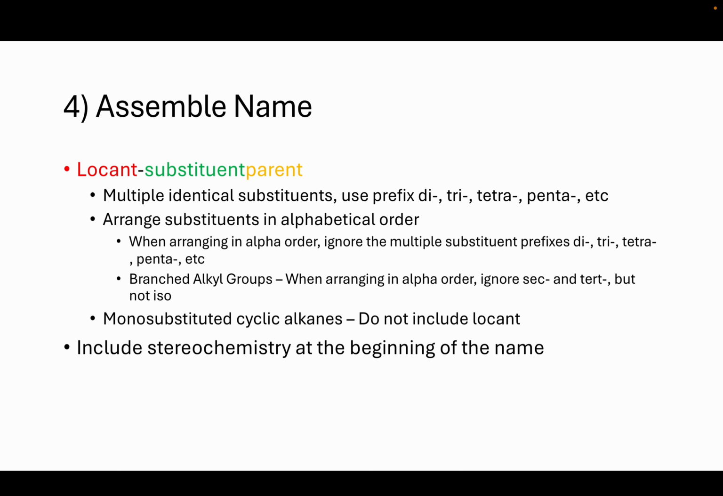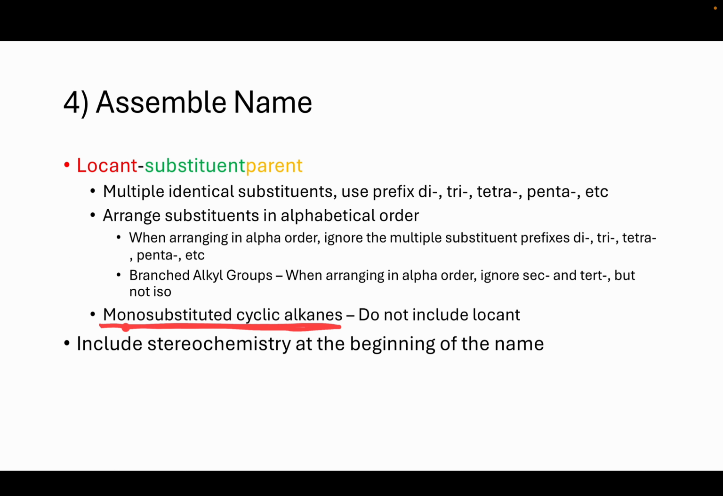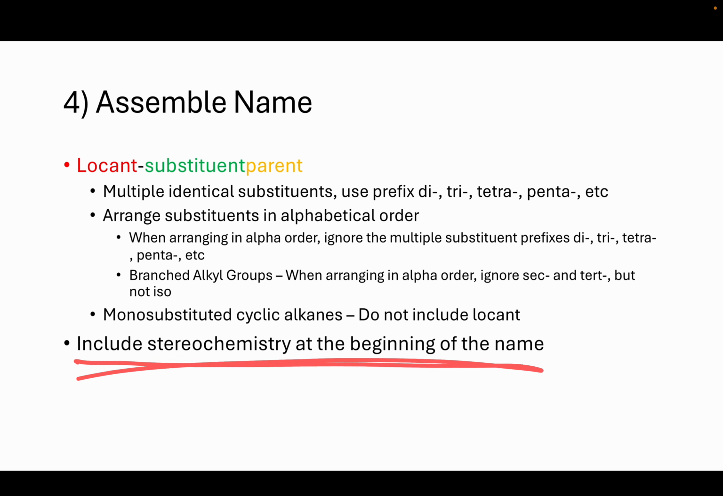All right, when we assemble our name, we have to note we do have a new rule here for monosubstituted alkanes. They don't have that same format of locant, substituent, parent. Since we know the locant's always going to be 1, we simply do not include the locant in the name. All right, and in lecture, we'll talk about this next step here, the stereochemistry that goes at the beginning of the name.